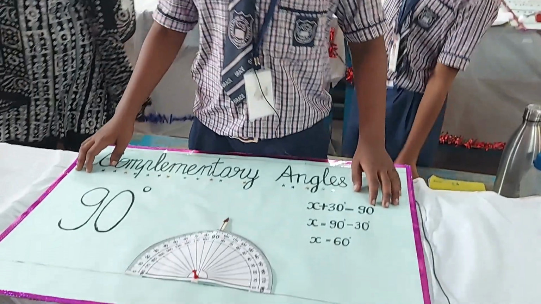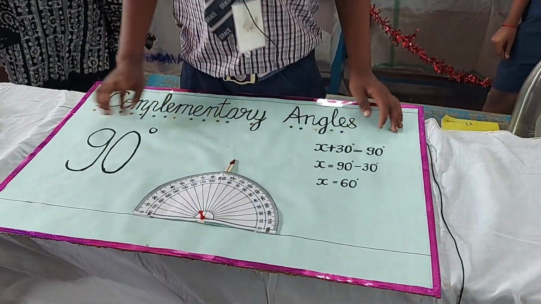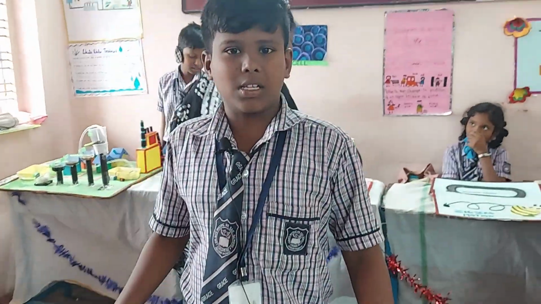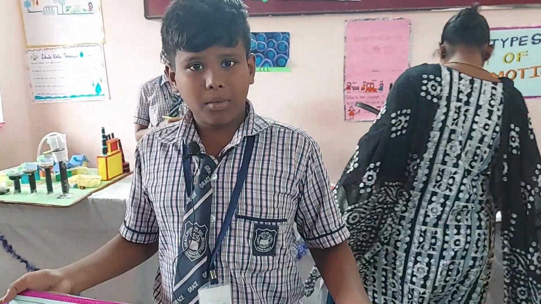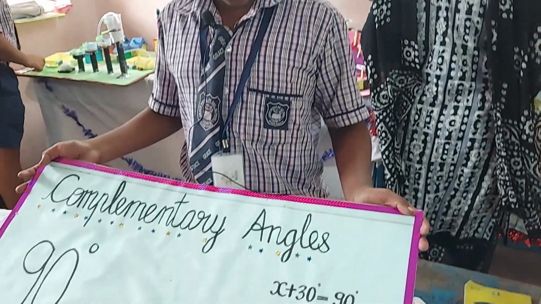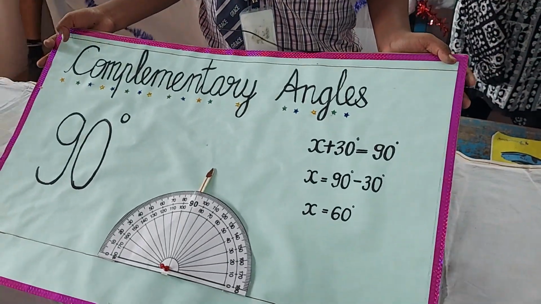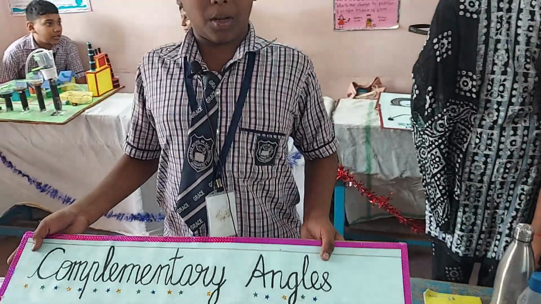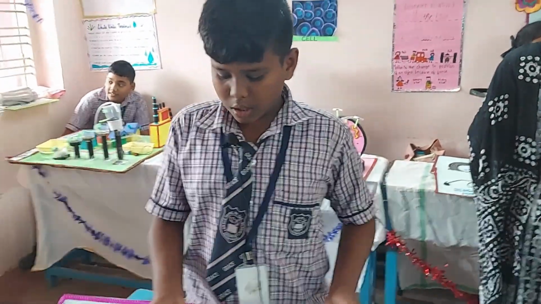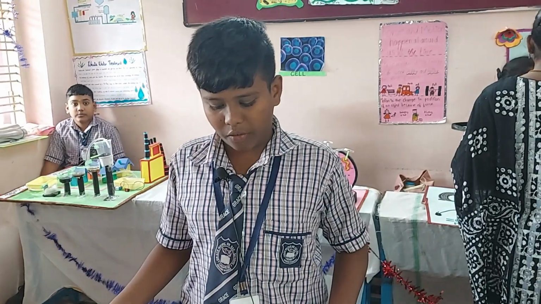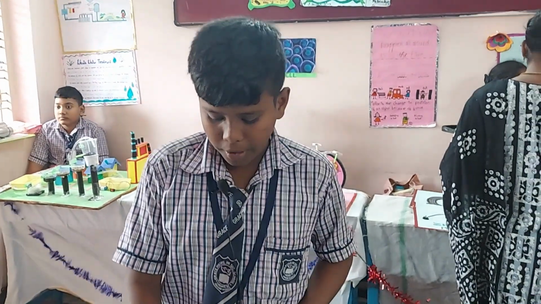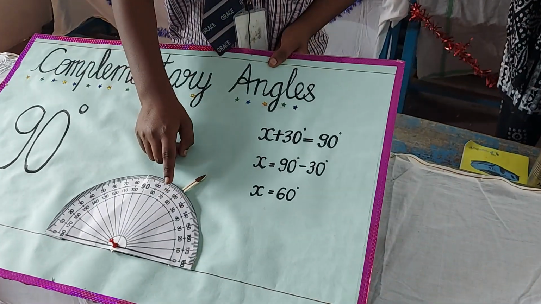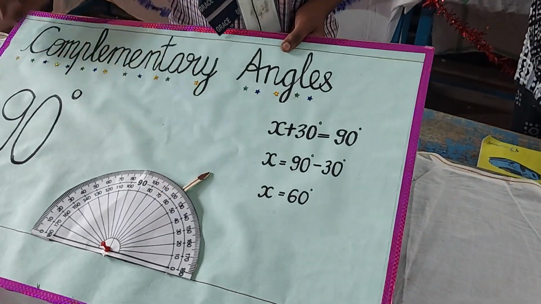Today I will explain a project which is about complementary angles. First, let me clarify what complementary angles are. In geometry, complementary angles are defined as two angles whose sum is 90 degrees. In other words, two angles that add up to 90 degrees are known as complementary angles. See here, how can we find the complement of a 30 degree angle? With this simple model, we can find the complement of any angle. Move a pointer 30 degrees from 90 degrees. The pointer is showing 60 degrees. Hence, 60 degrees is the complement of 30 degrees.